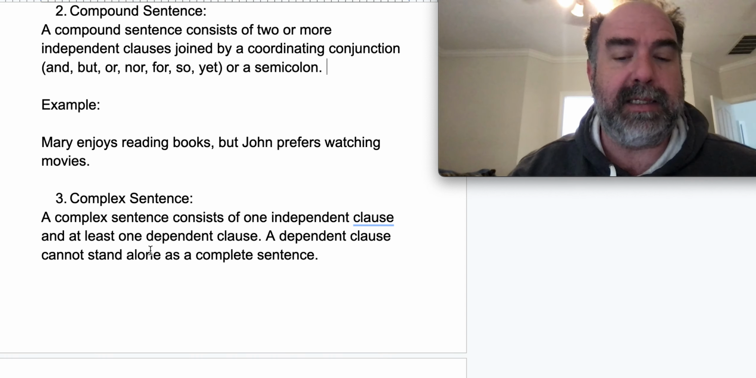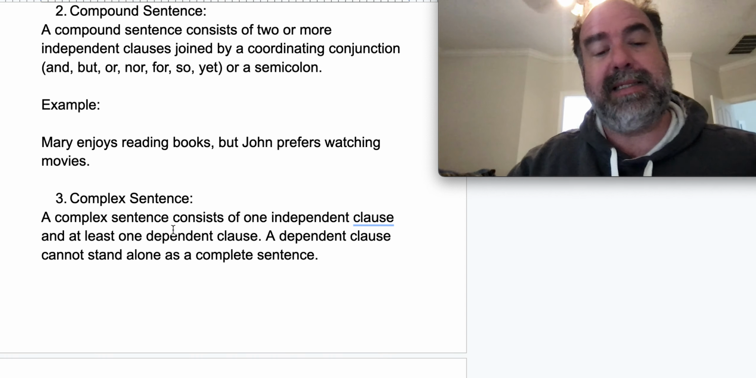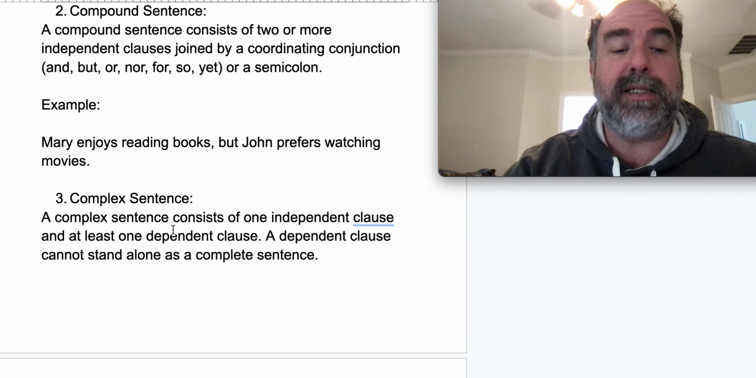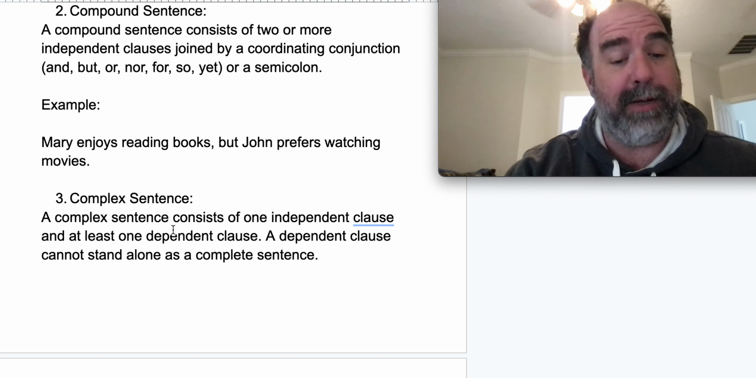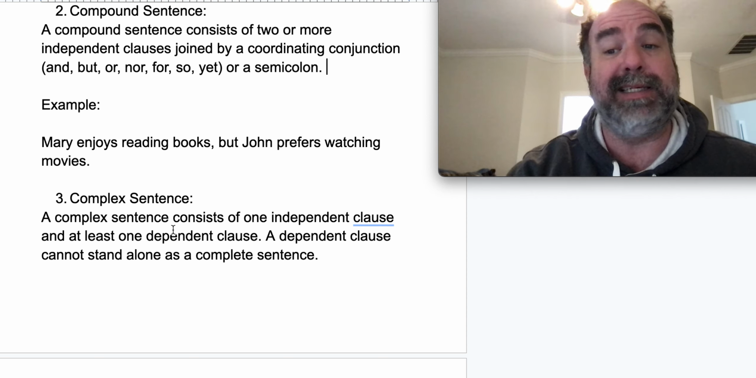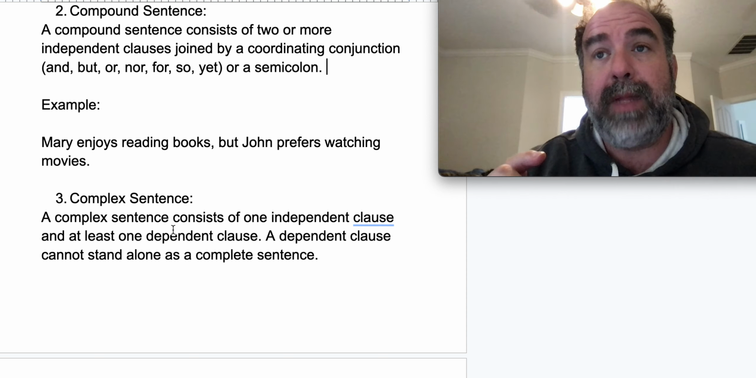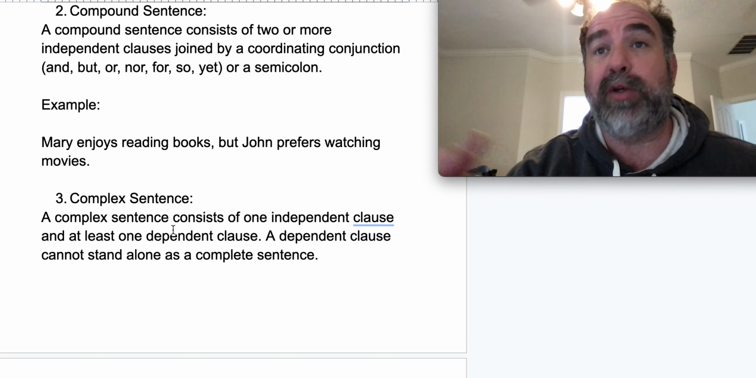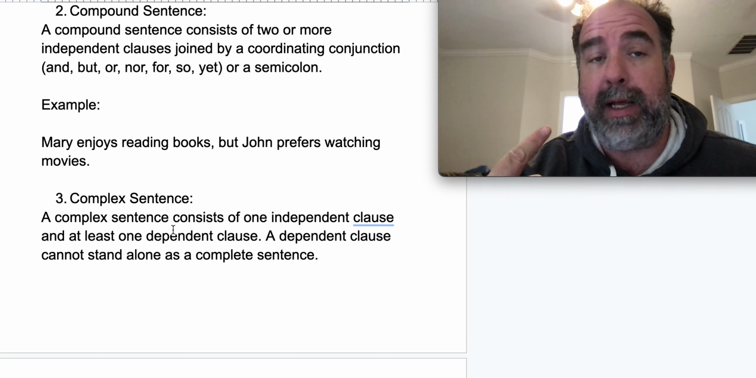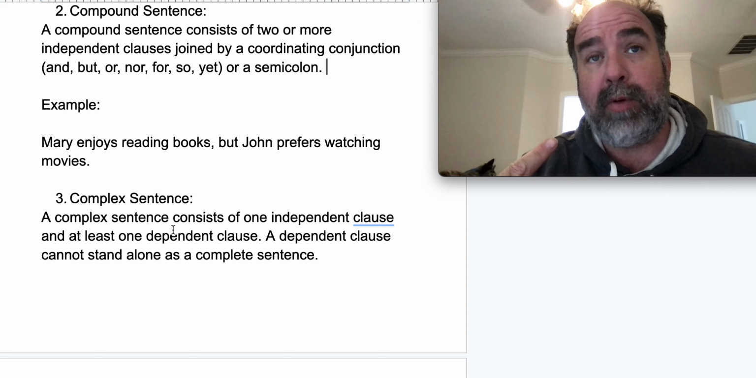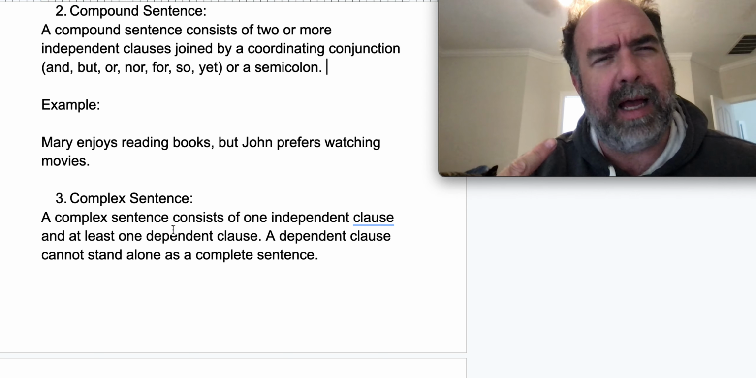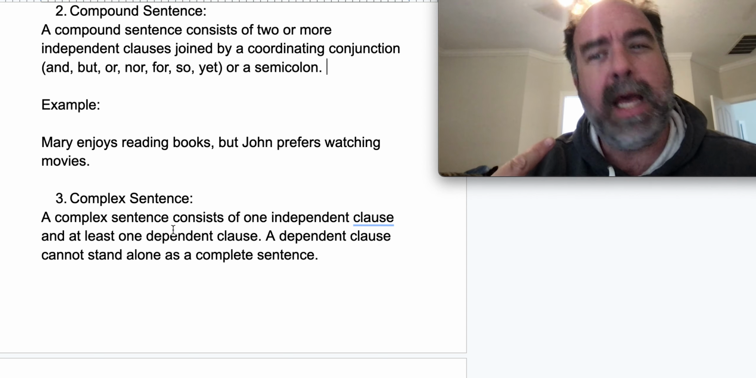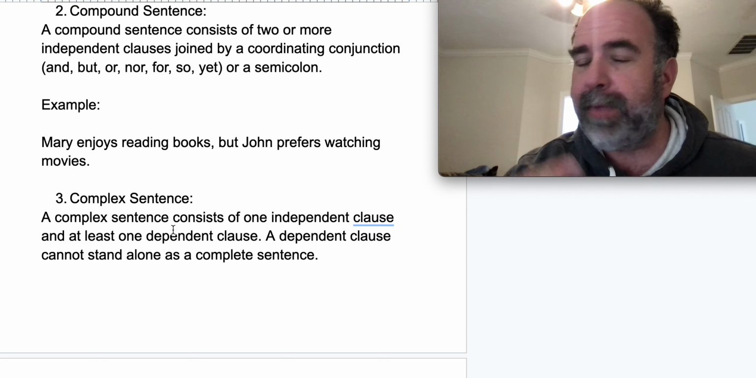Next, complex sentence. A complex sentence consists of one independent clause and at least one dependent clause. A dependent clause cannot stand alone as a complete sentence. Usually they have adverbs. An adverb is, okay, so adjectives, like you could use the adjective for me, old or handsome or wise, remarkable, gentle, kind, genius. Yes, all of those work for me.